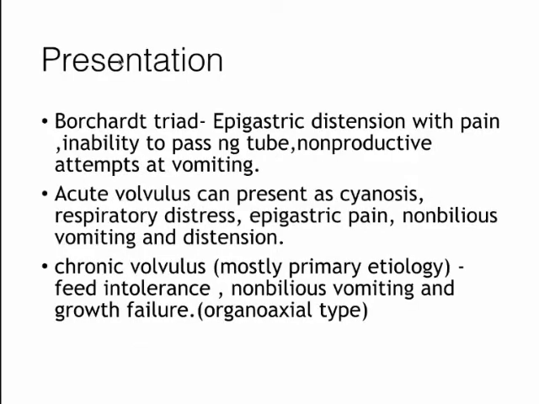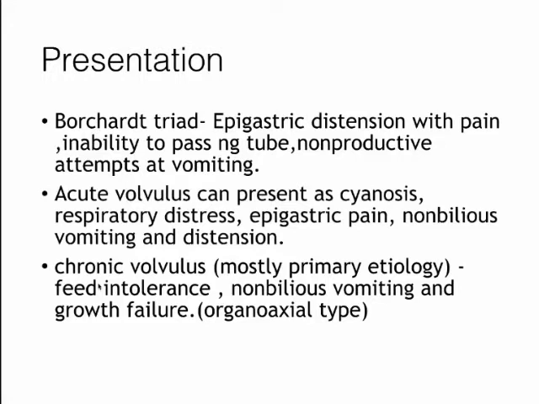The clinical presentation as such: the famous triad of Borchardt, that is, epigastric distension with abdominal pain, inability to pass an NG tube, and non-productive attempts at vomiting. This is basically seen in adults and also in bigger children. But in neonates, acute volvulus can present as cyanosis, respiratory distress, epigastric pain, non-bilious vomiting, and upper abdominal distension.